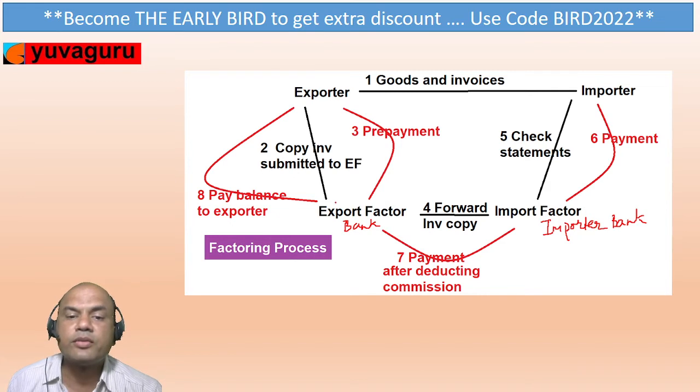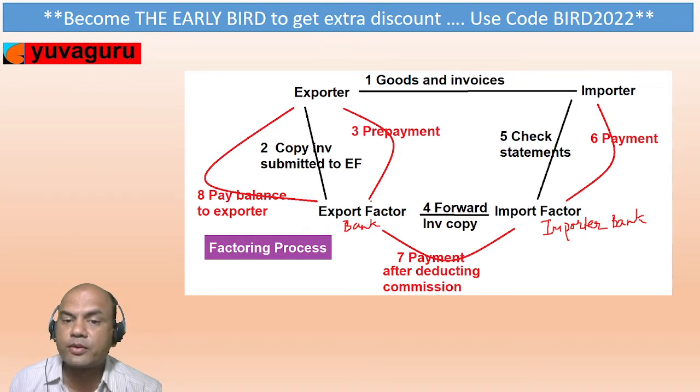So what happens, this exporter sends goods and invoices to the importer. The original is sent to the importer. Remember this, step number 1. Step number 2, the exporter sends a copy of the invoices and the documents to the export factor. Here the copy is sent. Now based on these copies, this export factor immediately finances this exporter. Immediately, based on these photocopies. So this guy is financed.